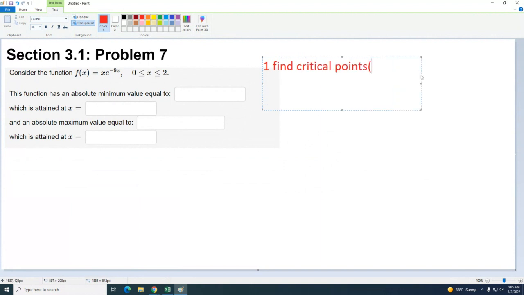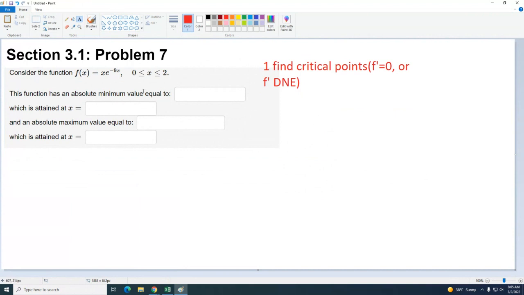By definition, a critical point is where the derivative equals 0 or where the derivative does not exist. This function is defined by x multiplied by an exponential function. Both x and e to the x are defined for any x value, so there's no region where the function is undefined. So the only thing we can do to find the critical point is to set the derivative equal to 0. So we'll find the derivative.